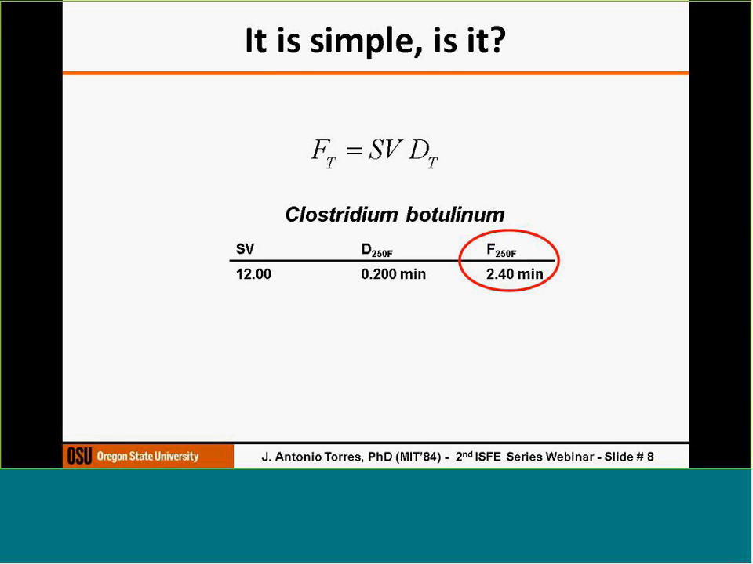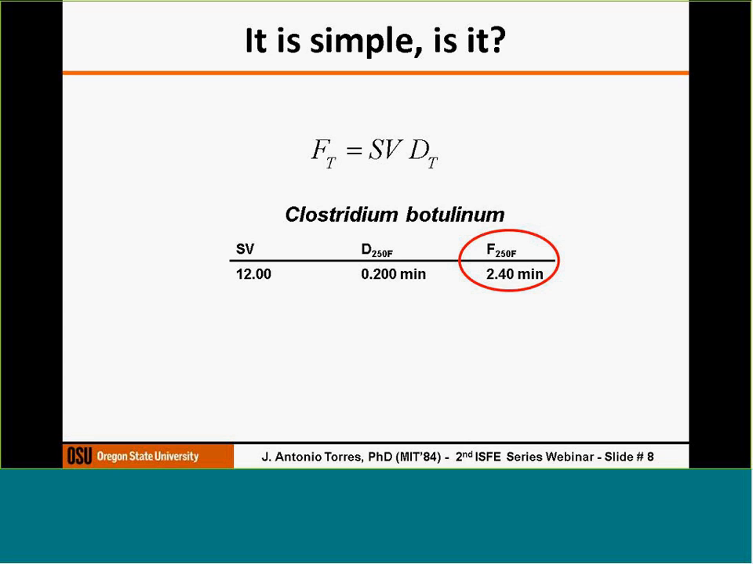Okay, we have this calculation and we're trying to achieve close to 10 to the minus 9. Assume that we're interested in 12 decimal reductions. We look at our tables of data and we find the D value at 250 Fahrenheit is 0.2, so the process at 250 will be 2.4 minutes. It can be much simpler than that.